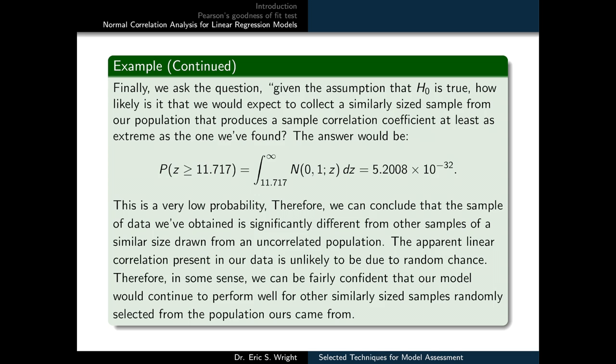This is a very low probability, therefore we can conclude that the sample of data we've obtained is significantly different from other samples of a similar size drawn from an uncorrelated population. The apparent linear correlation present in our data is unlikely to be due to random chance. Therefore, in some sense, we can be fairly confident that our model would continue to perform well for other similarly sized samples randomly selected from the population ours came from.